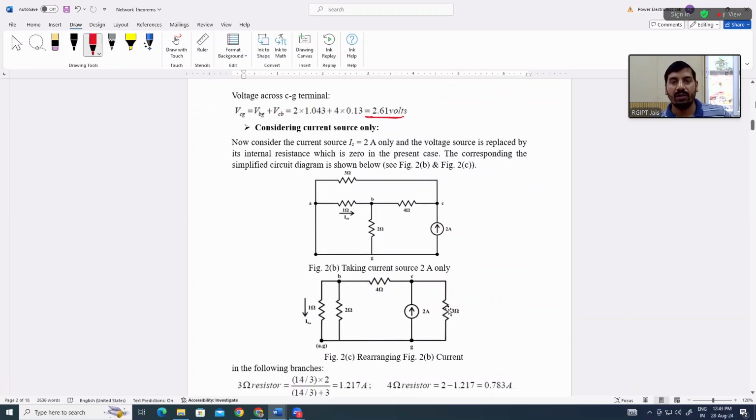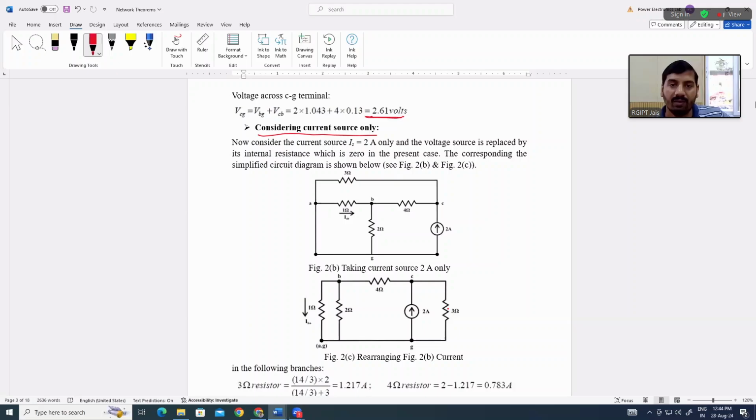Now in the second step, we will take the current source, considering the current source only. In this case, we have eliminated the voltage source. As per the rule, independent ideal voltage sources are replaced by a short circuit. So the voltage source will be short circuited, then the circuit will be like this.